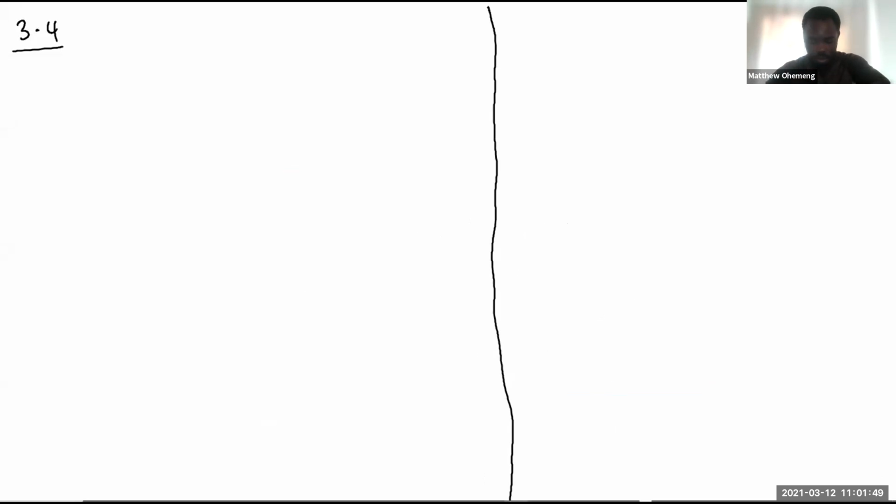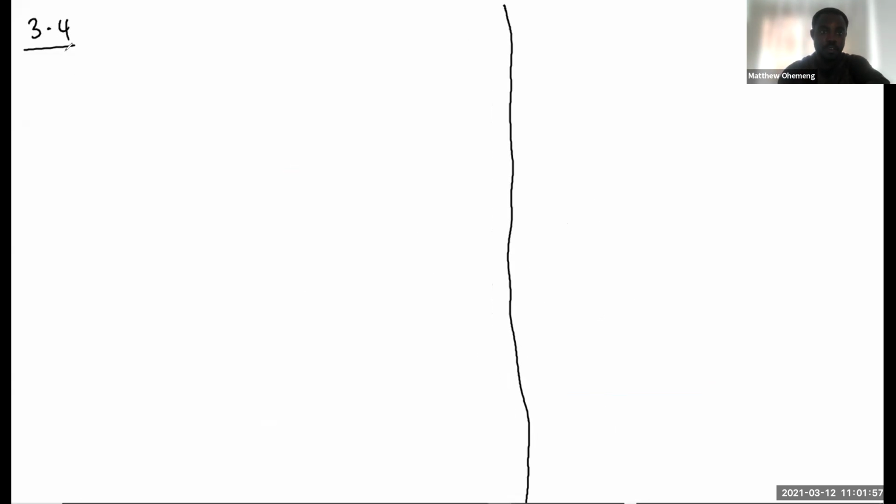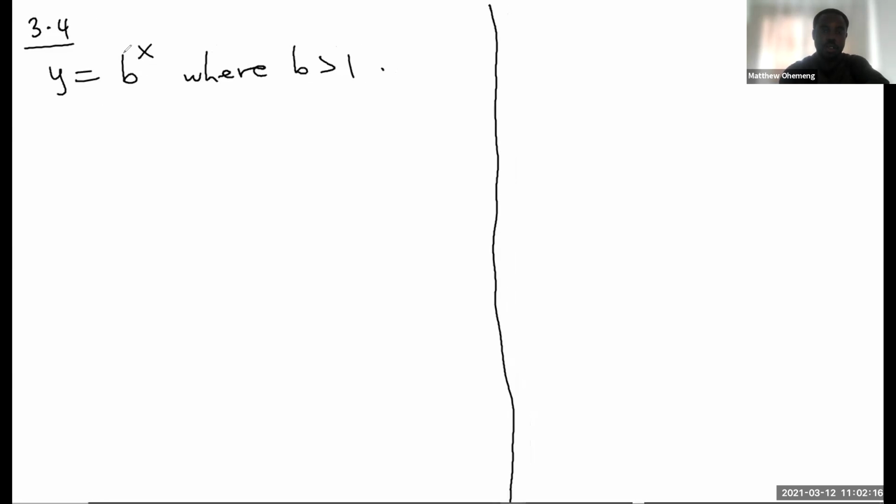So where's my stylus? Yeah, right here. By the way, I'm sharing my whiteboard. If you can't see the whiteboard, do let me know. For the exponential function, we have b to the x, where b is usually said to be greater than 1. If you have this, how do you get a general rule for it? If you want to find a derivative, how are you going to get it?